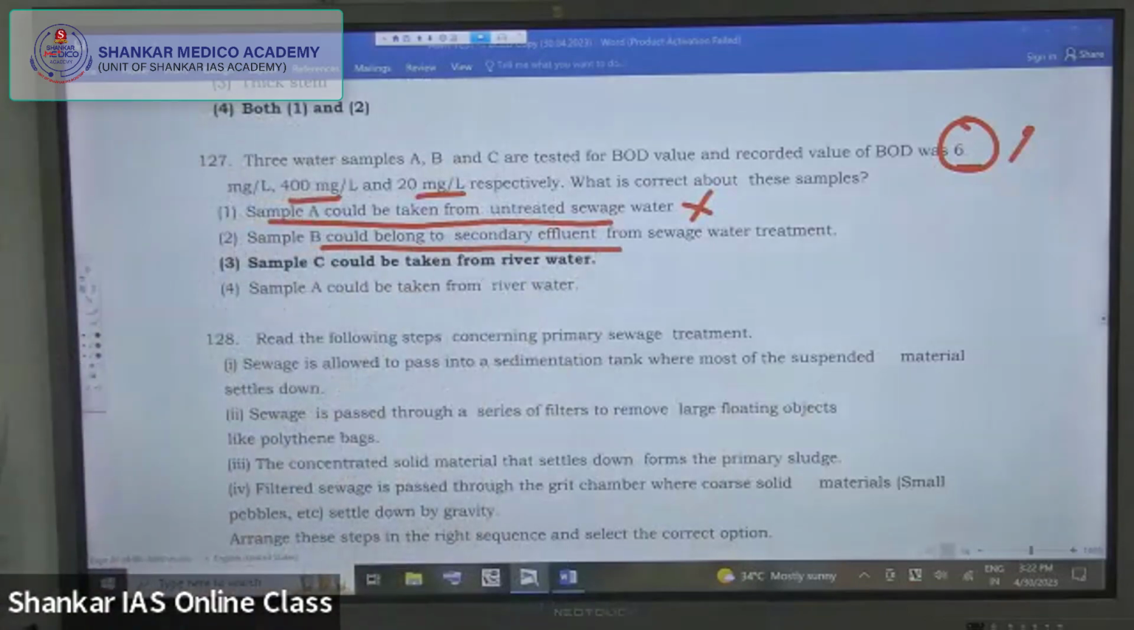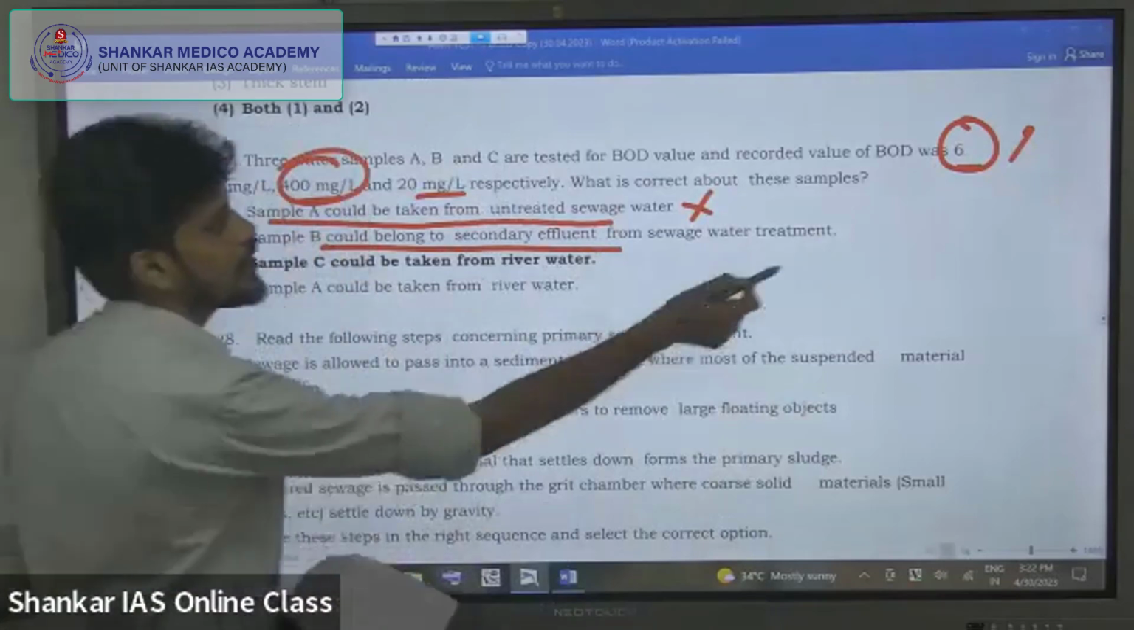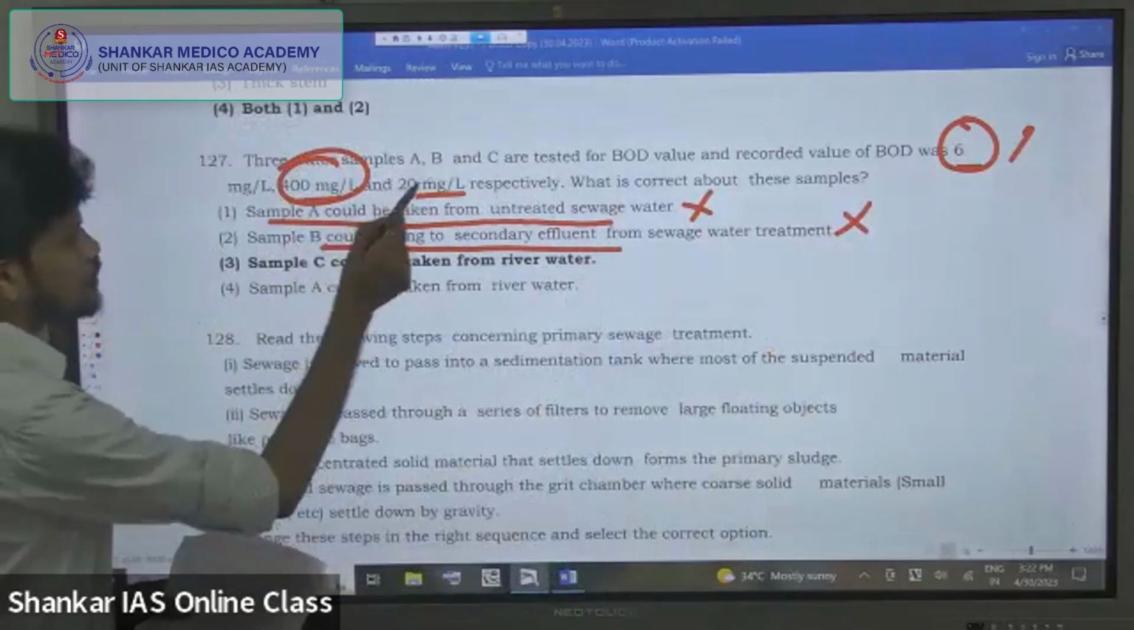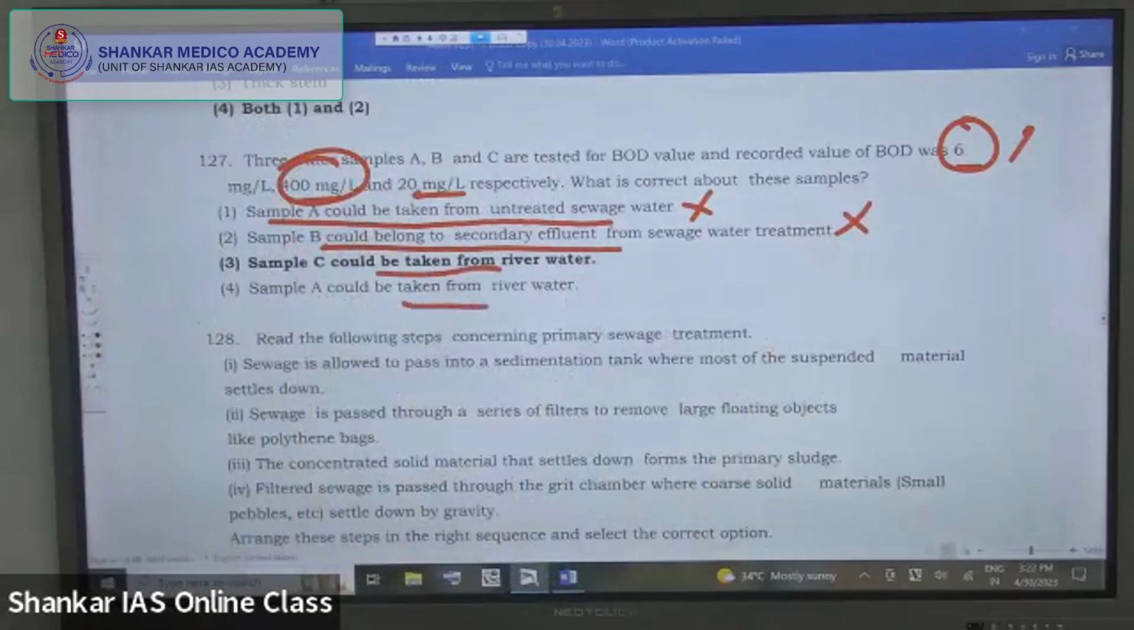So once treated, BOD will be reduced. So B will be 400. It was higher, so this also will not be the correct answer. Sample C could be taken from the river water. River water is mediumly polluted, so sample C will be the correct one.